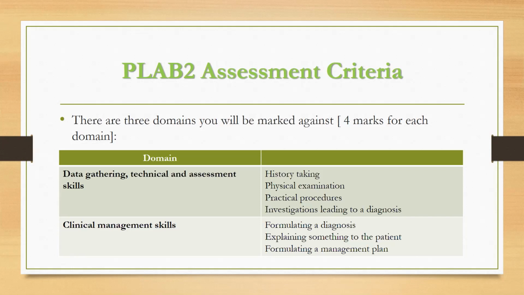Practical procedures include many things, for example IV cannula insertion, venipuncture, or insertion of a urinary catheter. There are many practical procedures you have to be aware of and know how to do. Investigations leading to a diagnosis: you should know what you have to order for each case, what the benefits are from each investigation, and you have to explain to the patient. If you are going to order a thyroid function test, you have to explain to the patient why you are ordering this test.